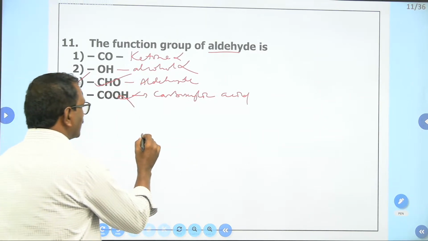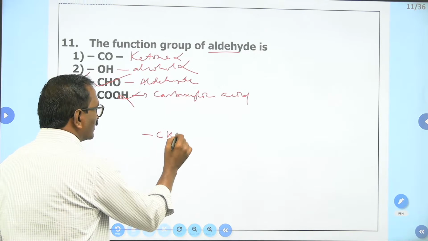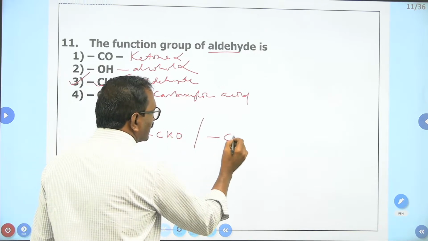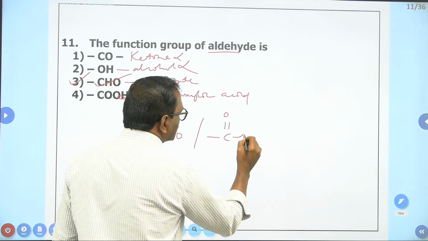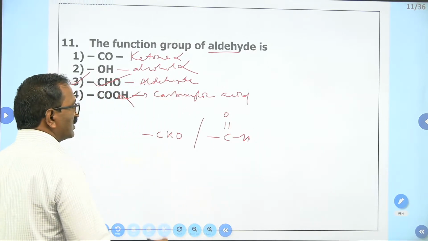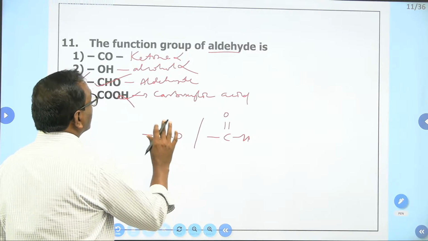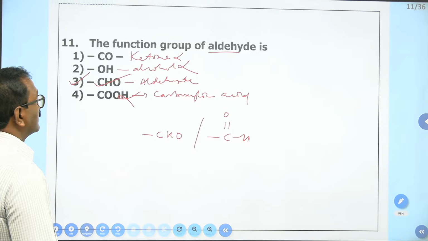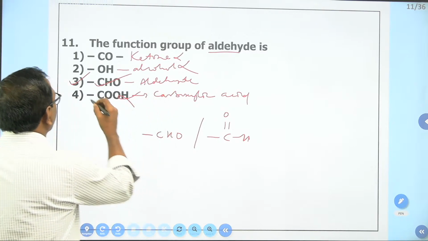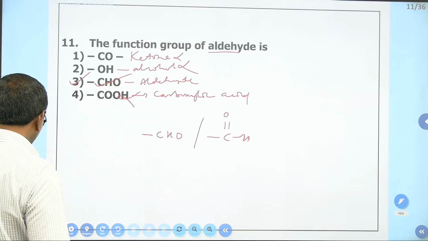Remember, the single bond CHO you can write like this, with carbon and oxygen always a double bond. This is the structure of CHO, the functional group of aldehyde. Okay. Now the next question.